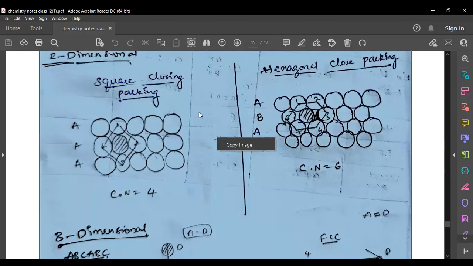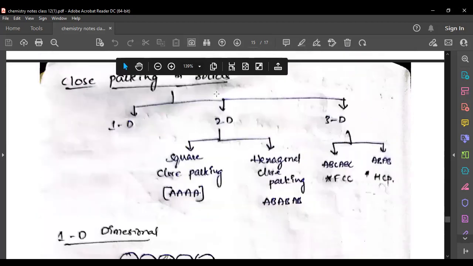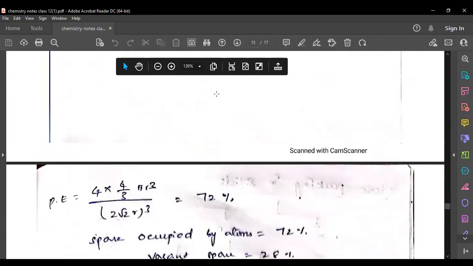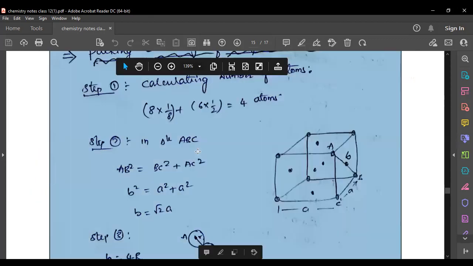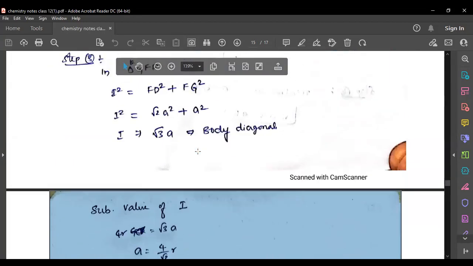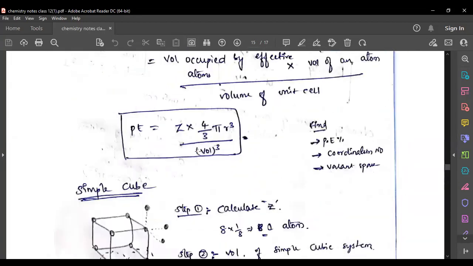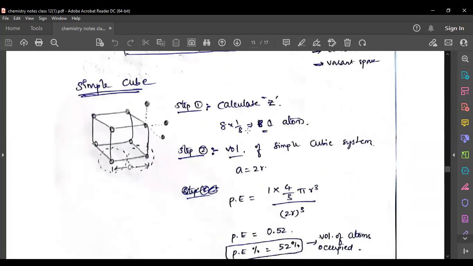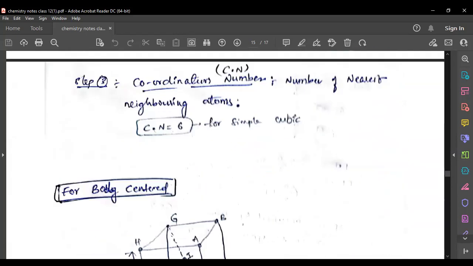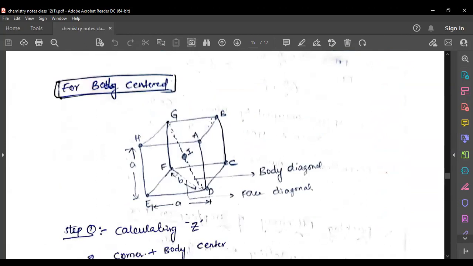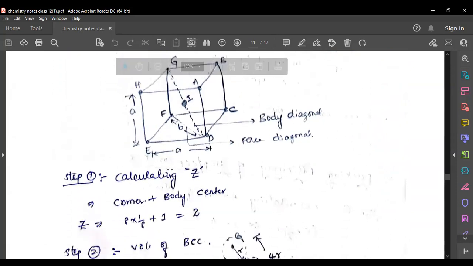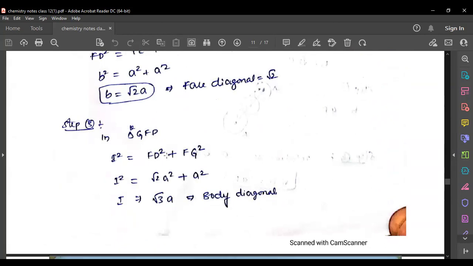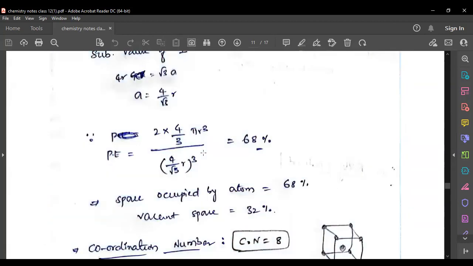Okay. So in the case of simple cube, the packing efficiency is 52% and the void fraction is 48%, and the coordination number is 6. In the same way, if you take the body centered atom, just remember these values. The calculation part is not important, it is just for understanding.